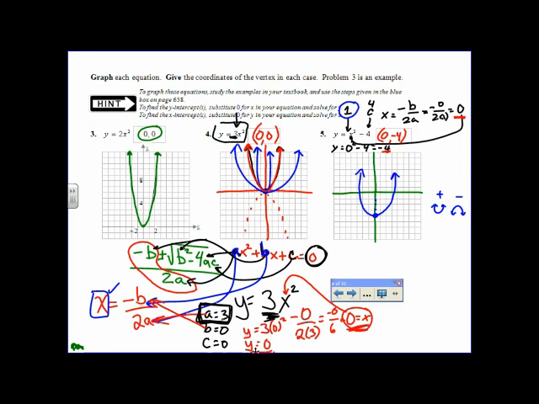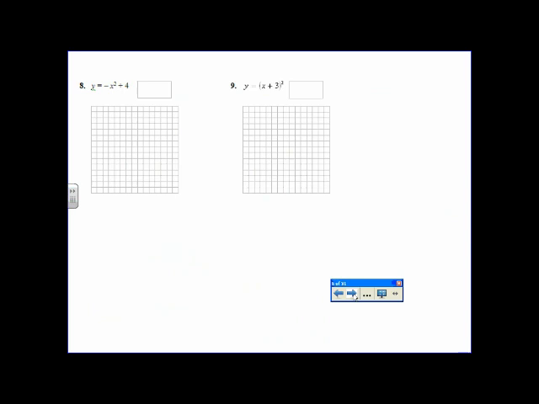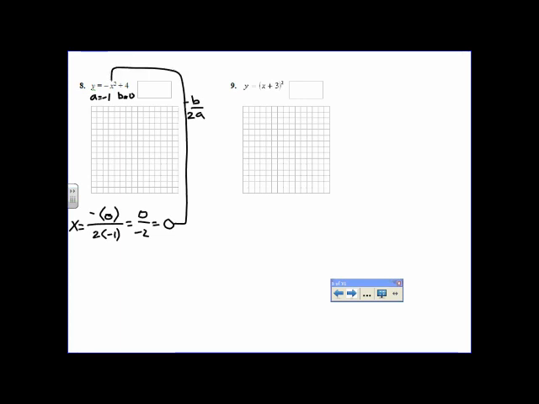Now let's move on. Number 8. A is negative 1. B is 0. Plug it into the formula, negative B over 2A. I'm going to do it down on the left-hand side here. Negative 0 over 2 times negative 1 is going to be 0 over negative 2, which is 0. That's your x. Take this x and plug it in right here, so that I get this. y is equal to negative 0 squared plus 4. That's just equal to 4. So my coordinate is 0, comma 4.